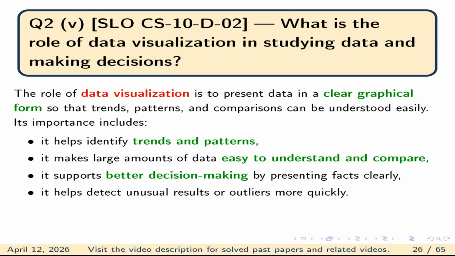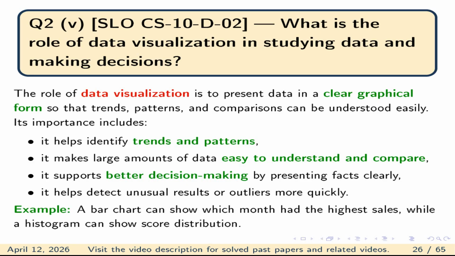It makes large amount of data easy to understand and compare. It supports better decision making by presenting facts clearly. It helps detect unusual results or outliers more quickly. Examples are a bar chart can show which month had the highest sales, while a histogram can show score distribution.